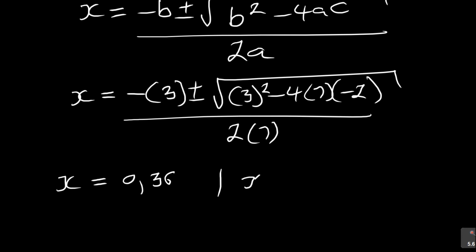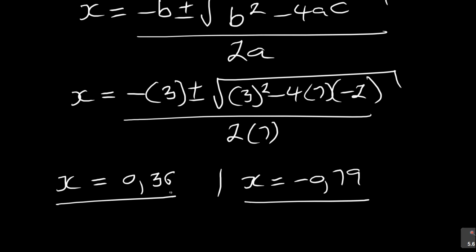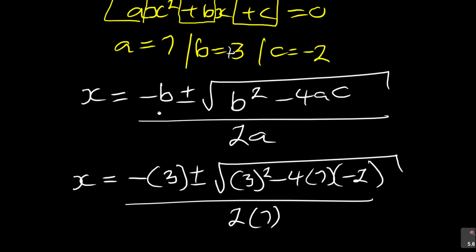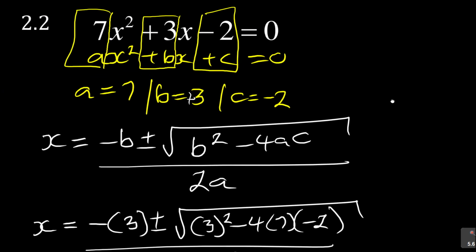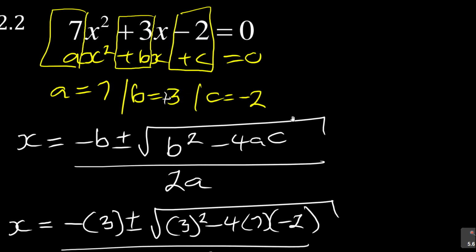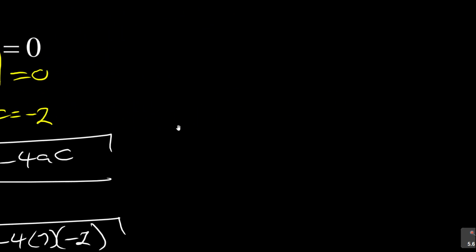0.36 or x is equal to -0.79. I showed you how you can test it with the calculator, but me, I will test it with my difference of 2 squares. If the answers are matching, then I'm good to go. So let's use the difference of 2 squares here.